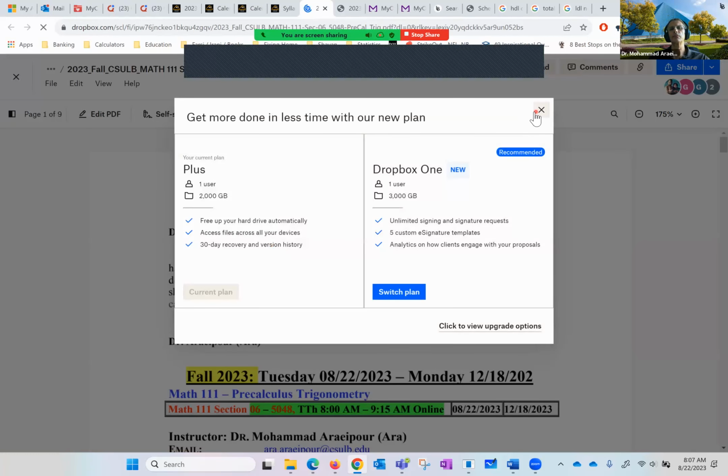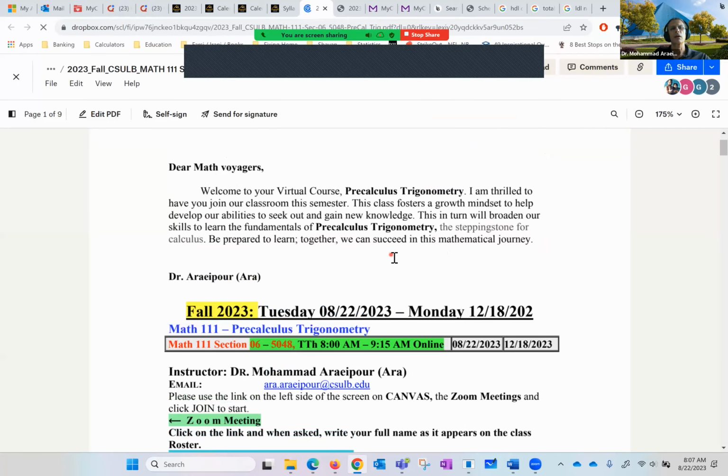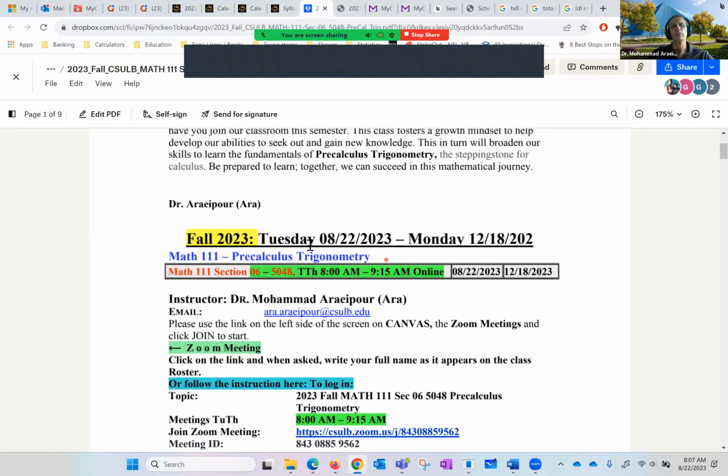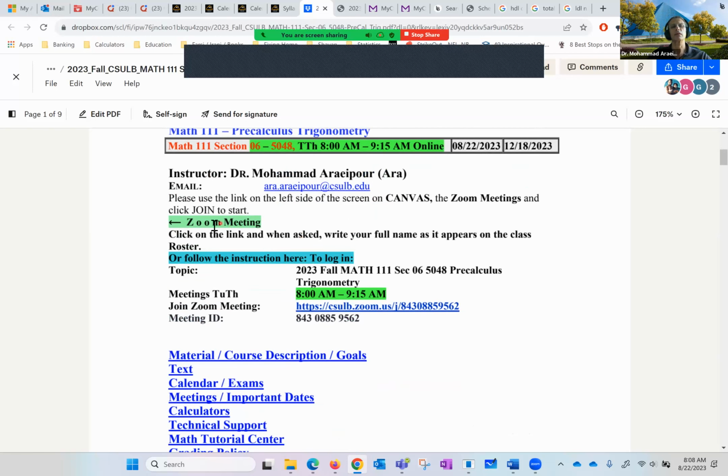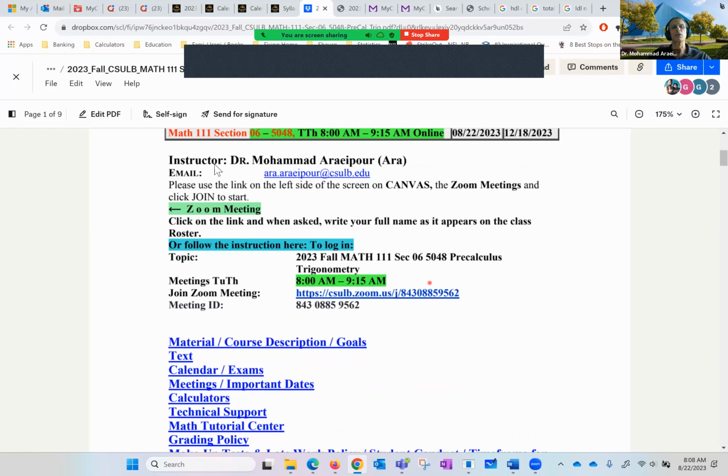first, of course, welcoming you to the course, then the information about the course, the date of start to the end, section number, time, days of the week, the Zoom meeting. You're already here, you know how to get to the Zoom meeting. The information is here also under the Zoom of the Canvas. And so this is the information about the course.